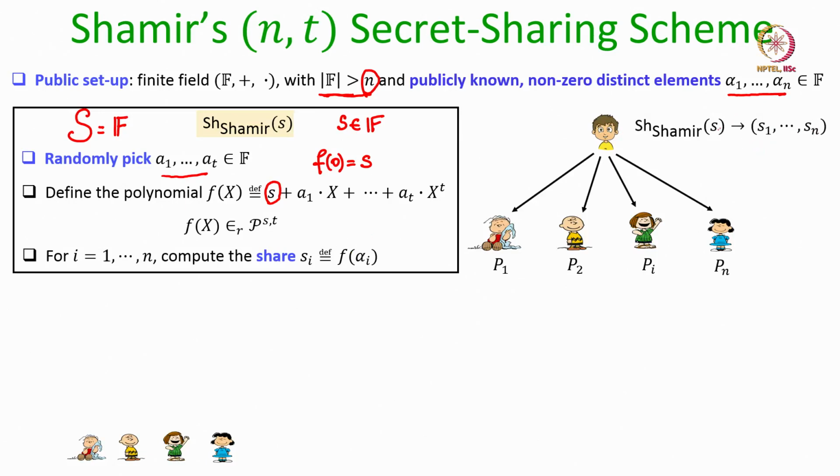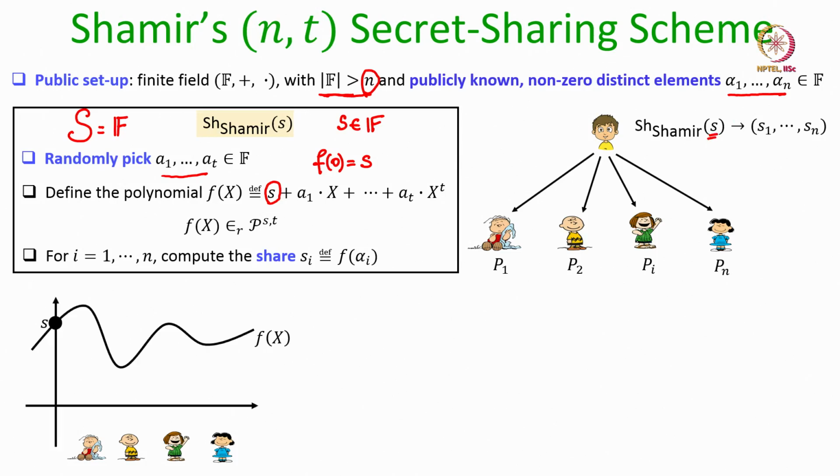So, pictorially, for instance, if this is the dealer and it wants to secret share a secret S, then what it has to do is basically pick a random t degree polynomial, evaluate it at alpha 1 and give it as the share to the first party, evaluate the polynomial at alpha 2 and give the resultant value as the share to the second party, evaluate the polynomial at alpha i and give it as the share to the ith party, and evaluate the polynomial at alpha n and give the resultant value to the nth party as the share. Everyone, all the shareholders, will know that the ith share is the evaluation of this polynomial at alpha i.